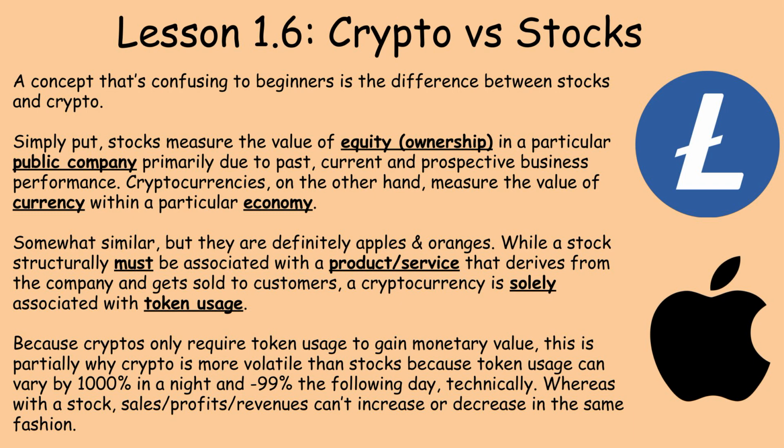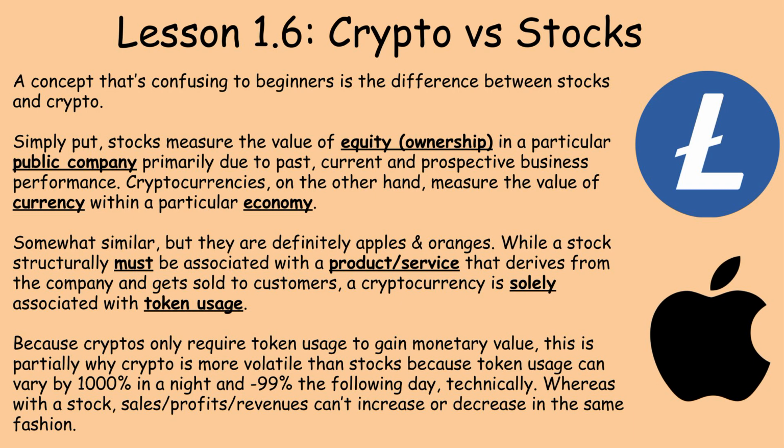So, a concept that's confusing to beginners is the difference between stocks and crypto. Simply put, stocks measure the value of equity or ownership in a particular public company, primarily due to past, current, and prospective business performance, but it could be other reasons too, such as the overall economic environment. Cryptocurrencies, on the other hand, measure the value of a currency within a particular economy. So these are two slightly different nuances here. Somewhat similar, but they are definitely apples and oranges. While stocks structurally must be associated with a product or service that derives from the company and gets sold to customers, a cryptocurrency is solely associated with token usage in terms of how it derives value.